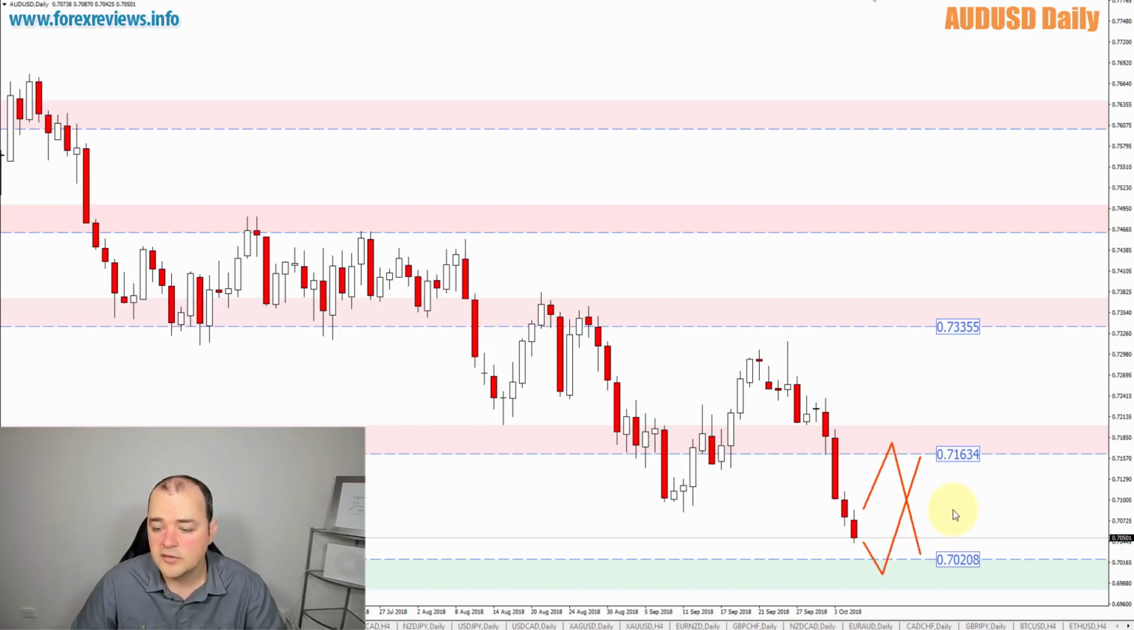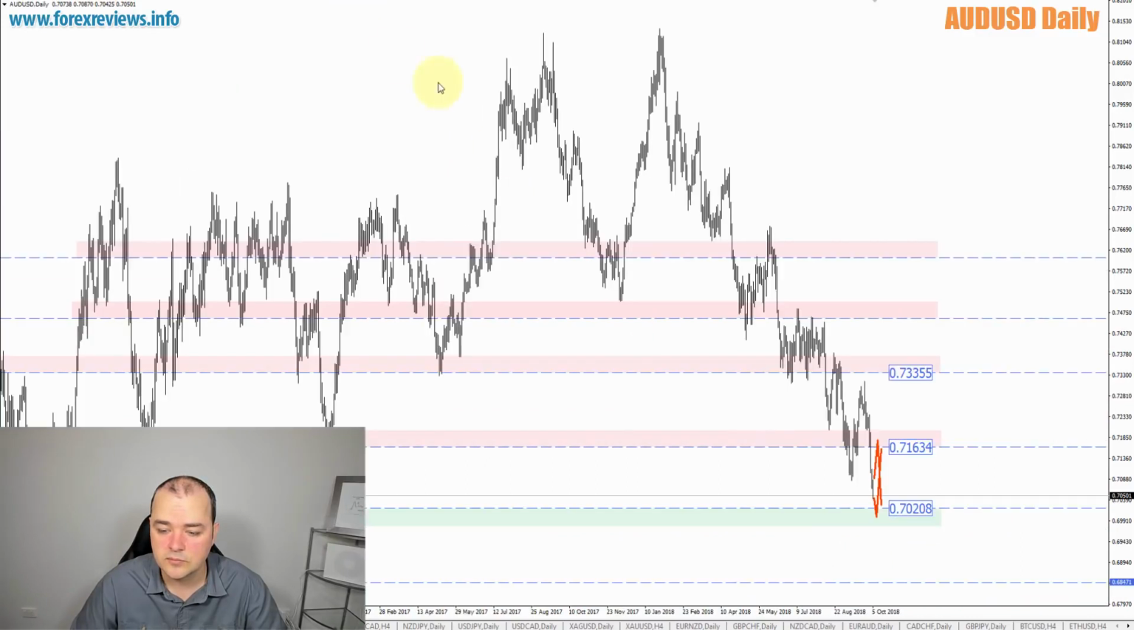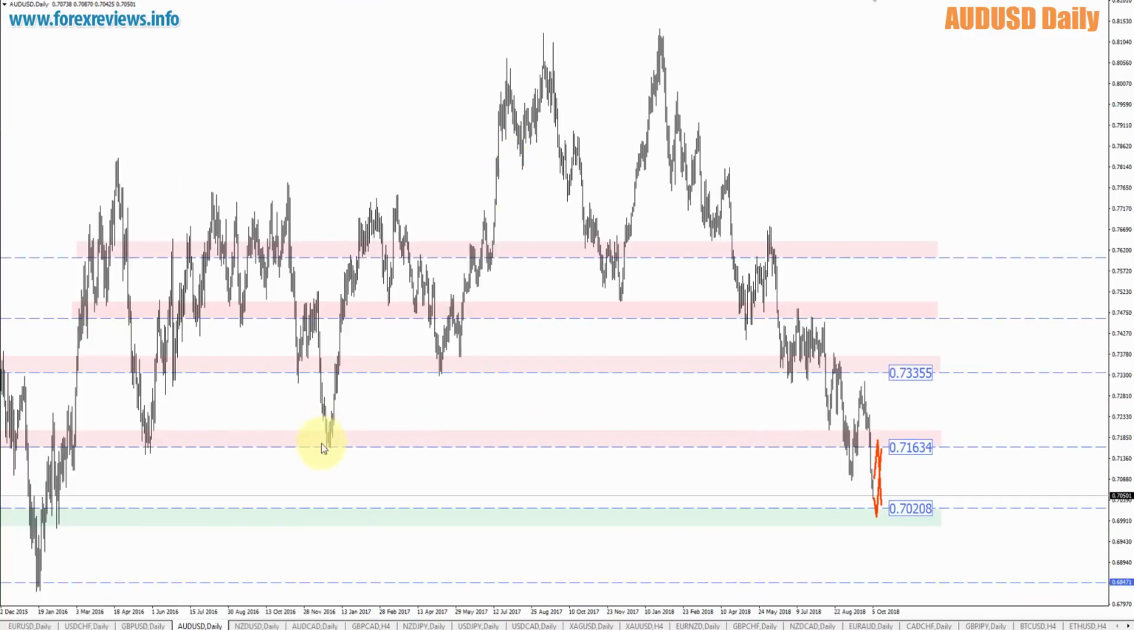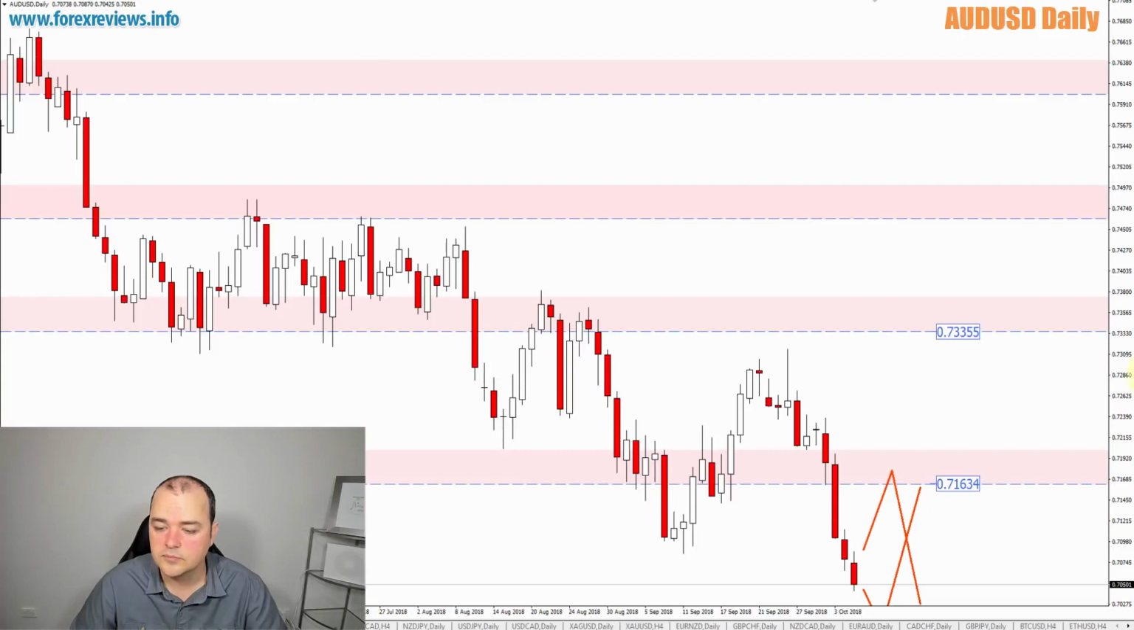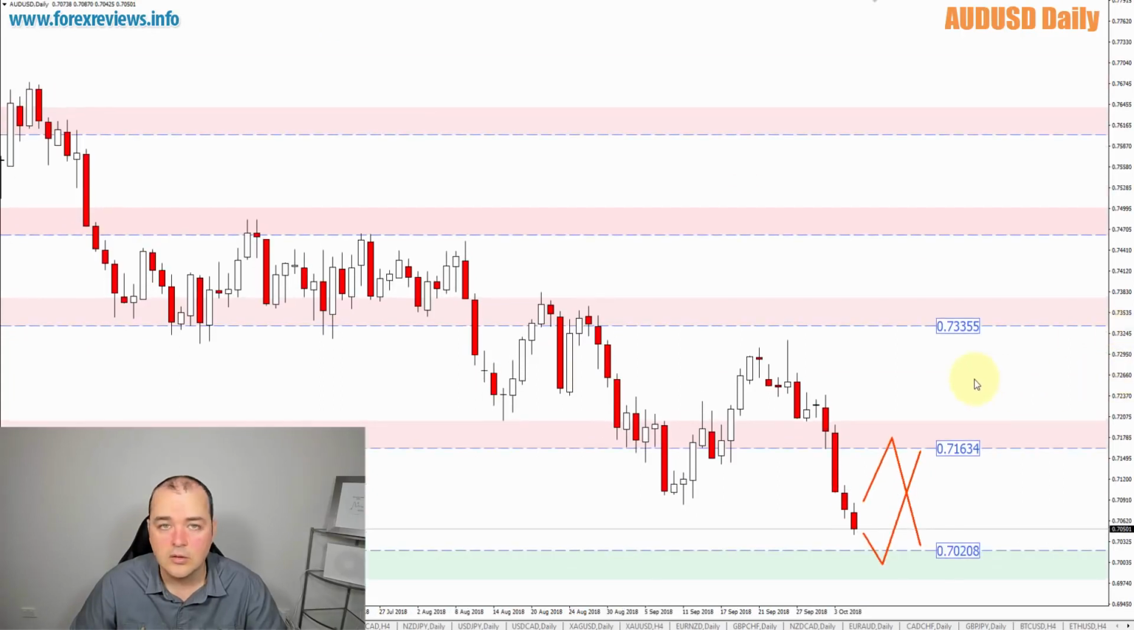Okay, so overall on AUSD, I'm holding the 70-20 zone area as a potential bullish evidence area on this market, and the 71.63 zone area as a potential bearish evidence area as well. And if I zoom out, you can see the 71.63 zone area is a significant low area looking left back here. Okay, that's it for AUSD.